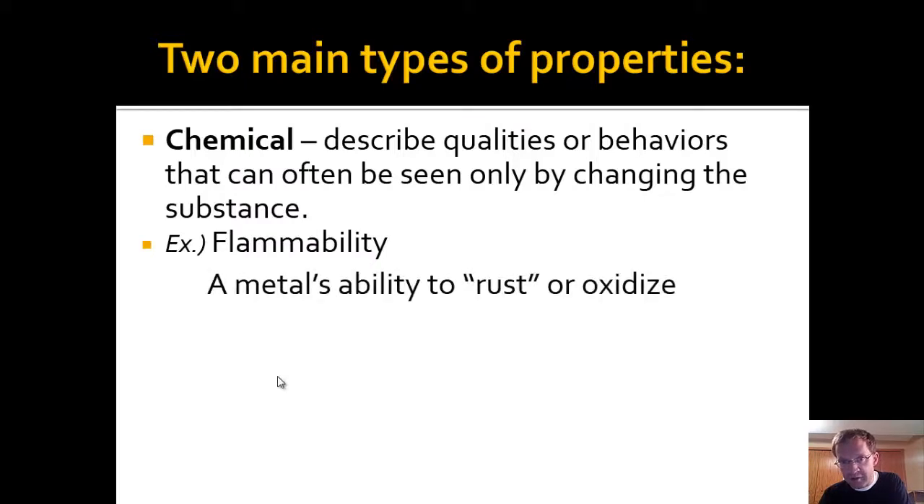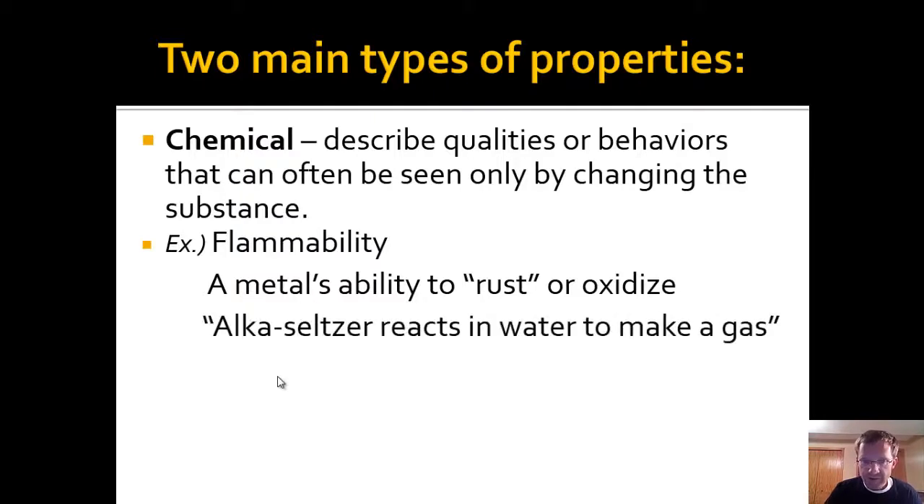Or, for example, a metal's ability to rust, which is really only going to happen for iron, or to oxidize, which is the more general term. Most metals can oxidize in some way, and so we can describe the ability for copper to tarnish or silver to tarnish or oxidize. Alka-Seltzer, you saw the picture before, reacts in water to make a gas. That's a chemical property. You're describing how Alka-Seltzer behaves and how it changes to make something new.